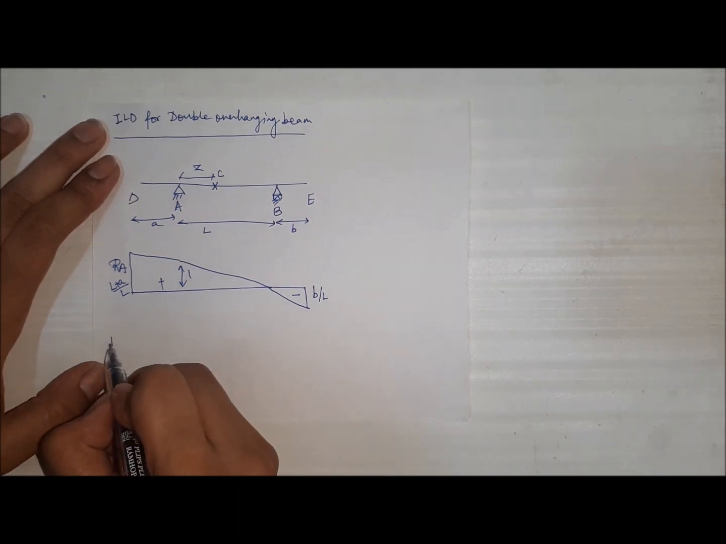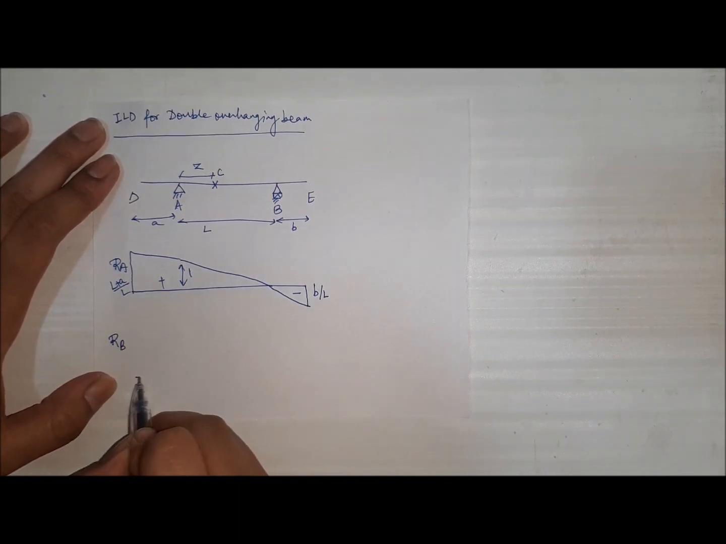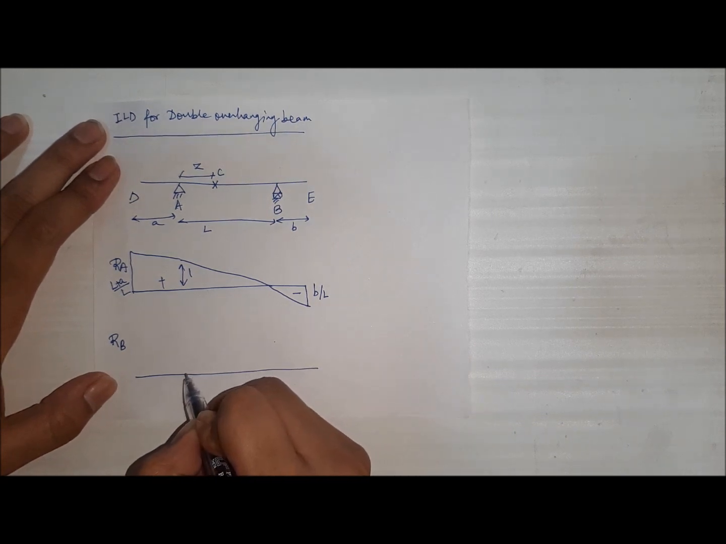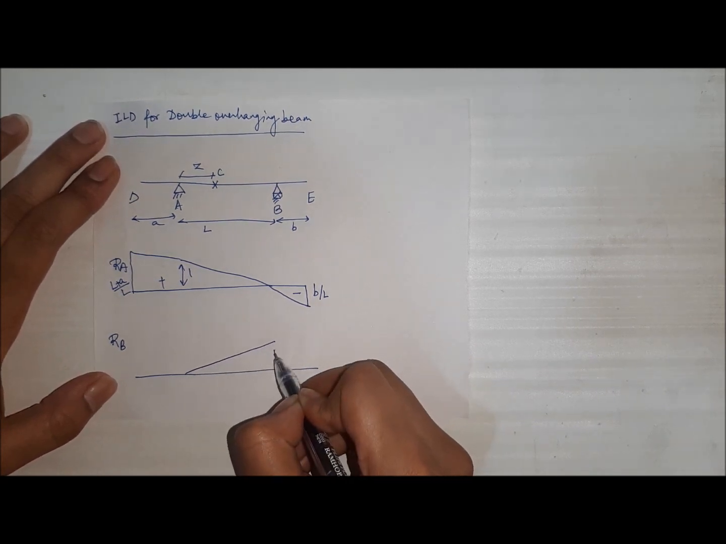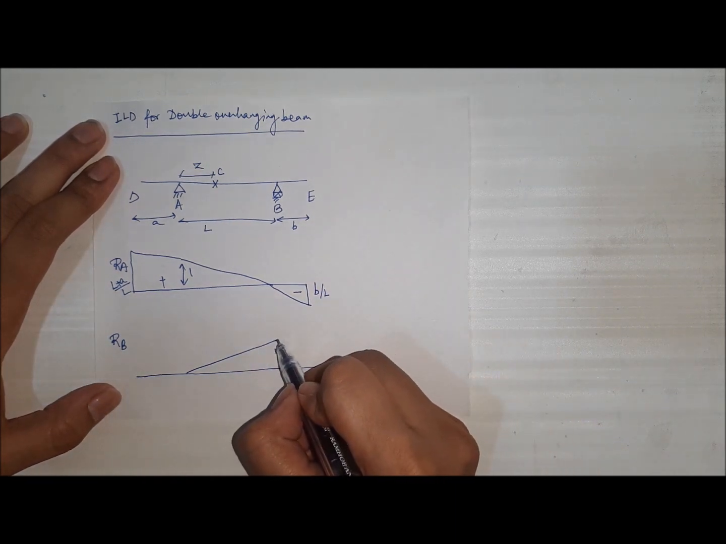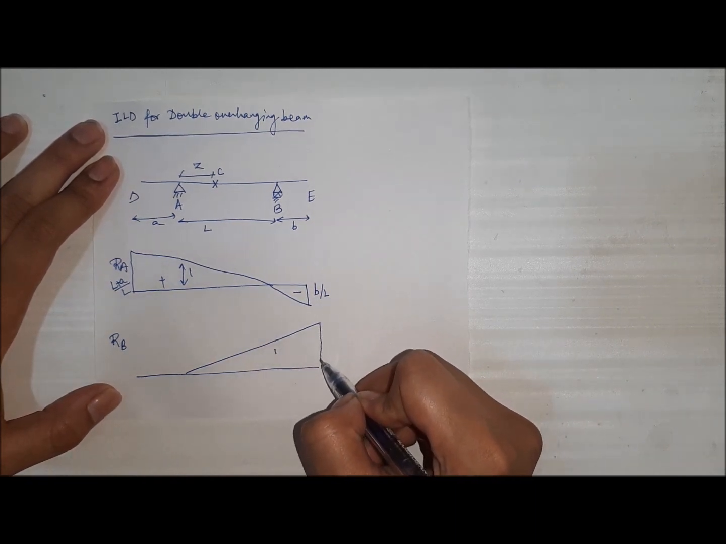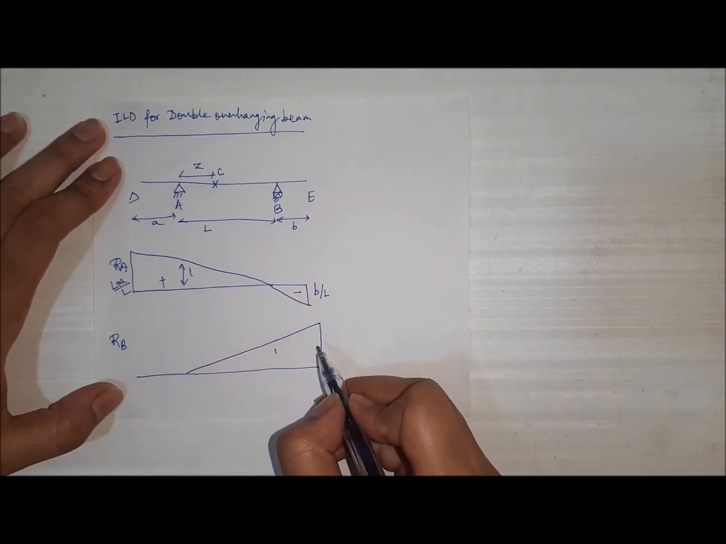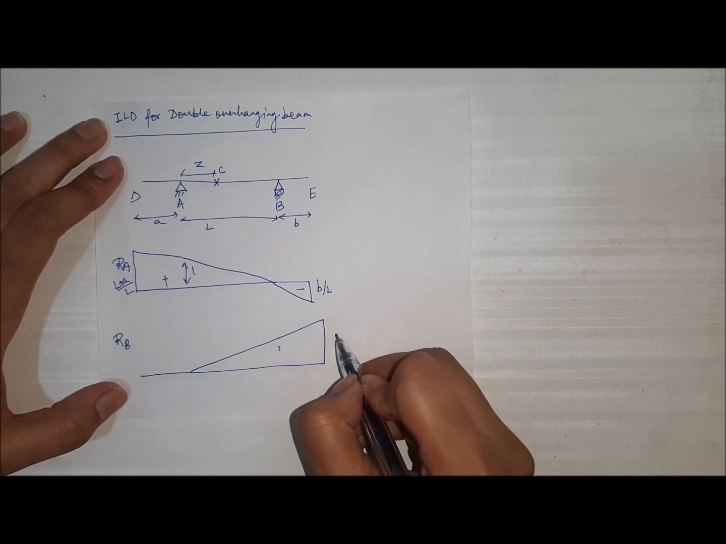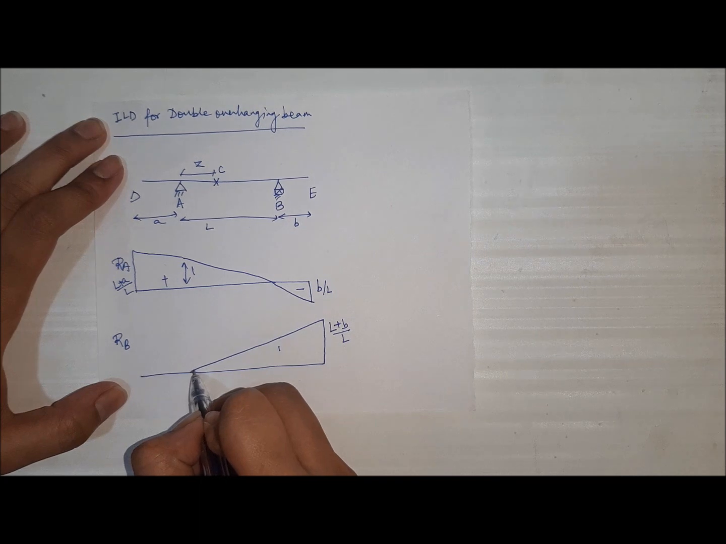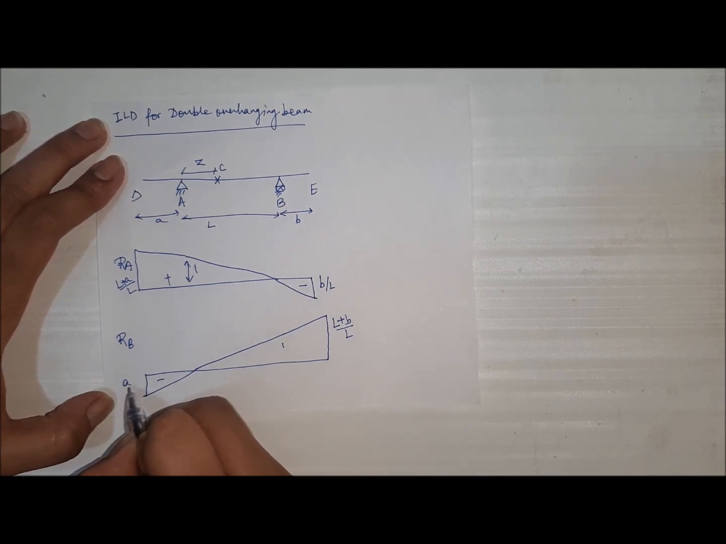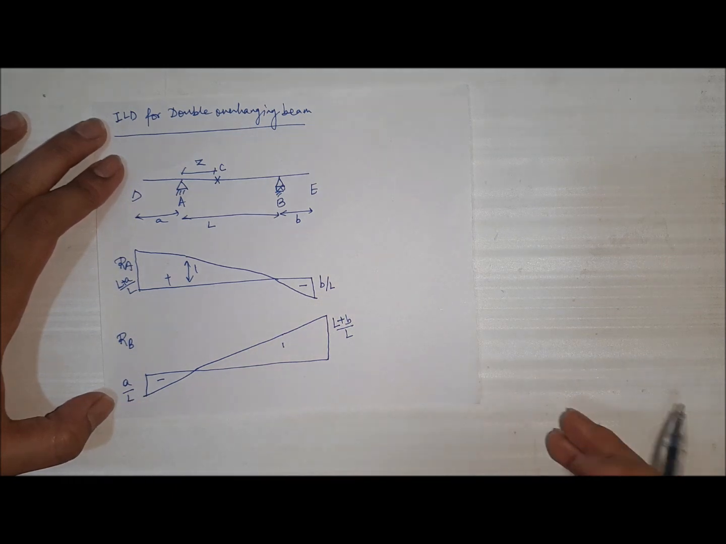Now we will plot the ILD for RB. Simply we will lift the end B like this with unit dimension and it will go straight upwards as BE part is straight, as we have seen in the single overhang case. This portion, the height will be (L plus b) by L and this portion will go downwards and the height will be a by L and it will be negative.